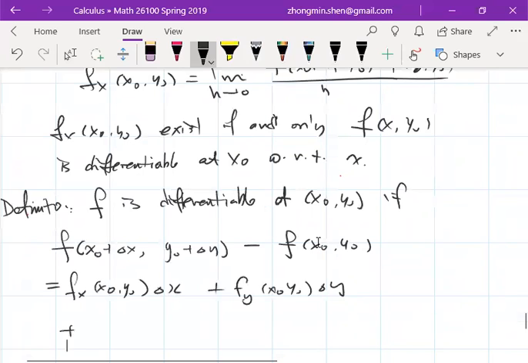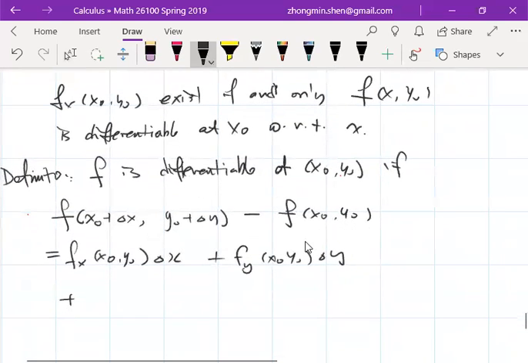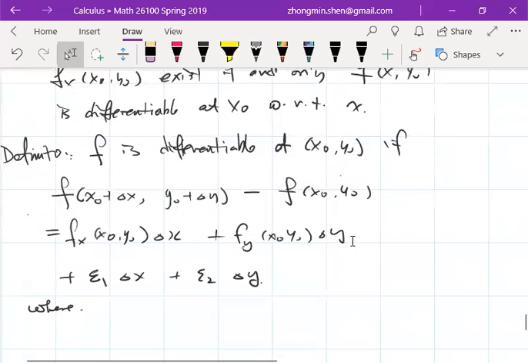Not only that, there's a small error here, and that is going to be epsilon 1 delta x plus epsilon 2 delta y. Okay, this is a small error. Okay, so where epsilon 1 and epsilon 2 approach 0 as delta x, delta y approach 0, 0. Okay, so if the function has such properties, then we say the function is differentiable at that particular point.